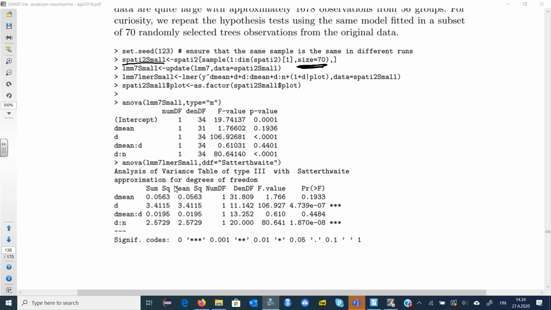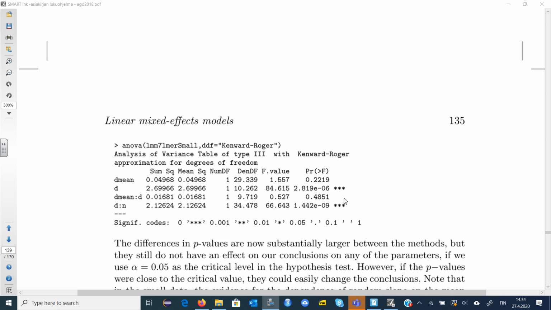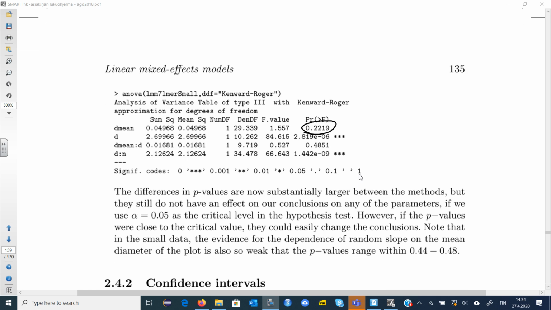For example, about the d-mean, the Pinheiro and Bates method gives p-value 0.19. The Satterthwaite formula gives 0.1933. So again, the difference is only in the fourth decimal, but the Kenward-Roger gives a clearly higher p-value of 0.22, which is much higher than in the other methods. But anyway, there are no differences in the conclusion related to these statistics in this particular case.